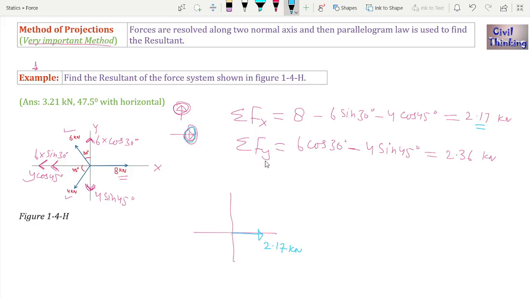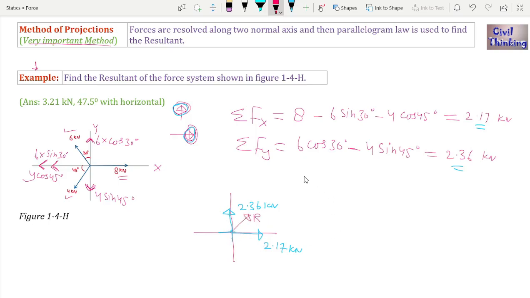Now summation of fy is positive, and in the y direction upwards is positive, so I'll write this is summation of fy. It is 2.36 kilonewton, right? Now we will use parallelogram law. We know this is one vector of concurrent forces, this is one force, this is second force. There are only two forces, and when there are only two forces, we use the parallelogram method, and according to the parallelogram method the resultant will be somewhere here.